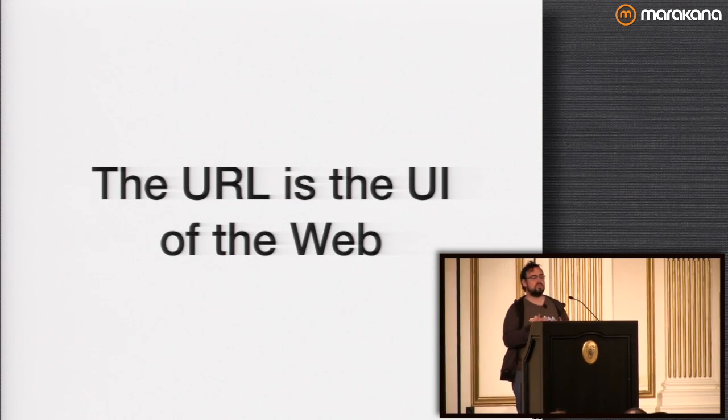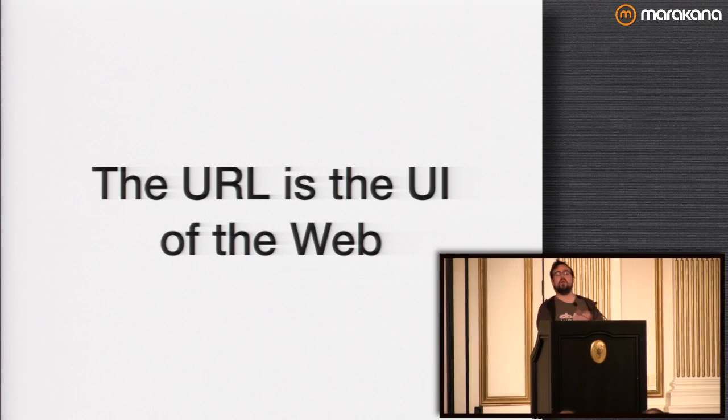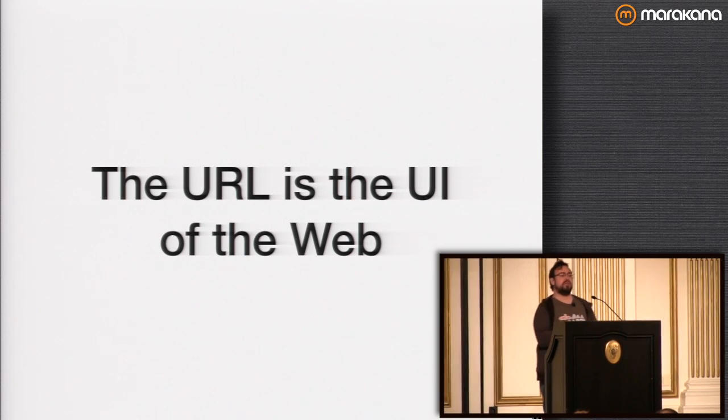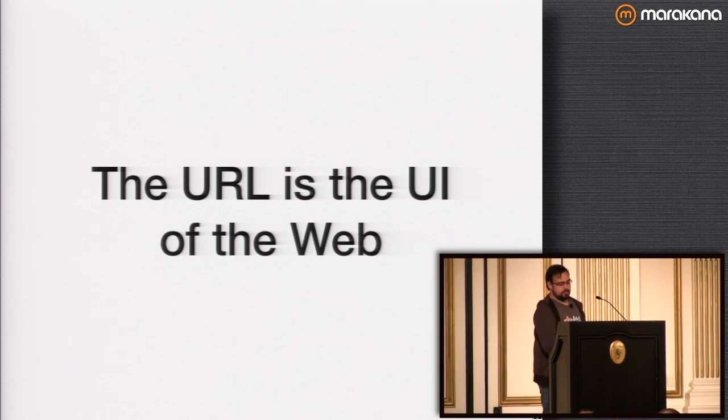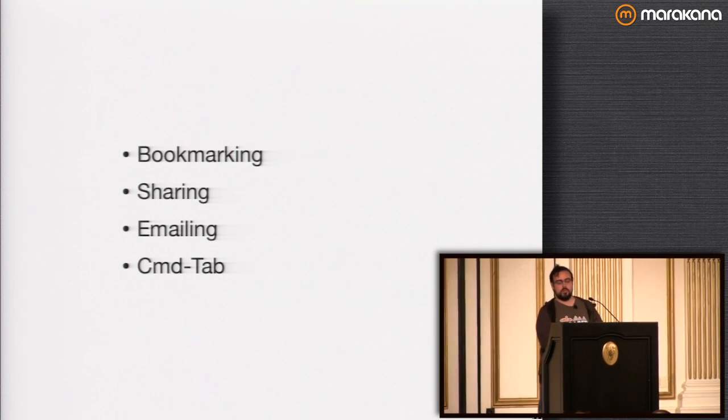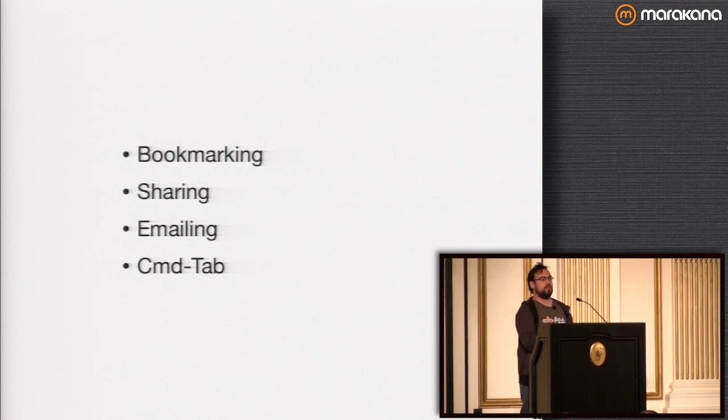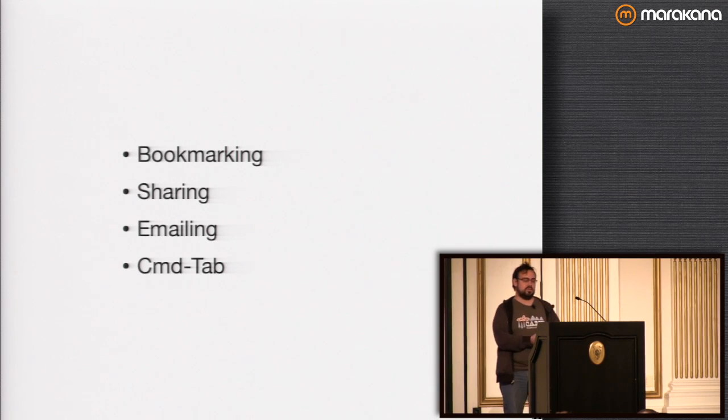And what I would say is, if you want to think about what is the UI of the web, how is the web different from native, fundamentally the URL is the UI of the web. People use the UI for bookmarking. People use it for sharing with other people on Twitter, on Facebook, on Google+. People use it for emailing. I looked at my email box.